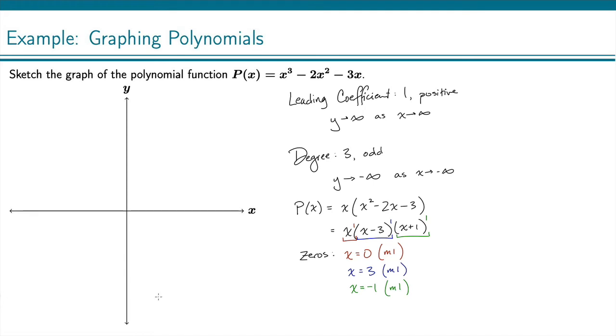Okay, then we can kind of plot what we have. So we have our end behavior. On the right side of the graph, we are going up. And on the left side of the graph, we are going down. And then we can plot our zeros. So we've got a 0 at negative 1. And we have a 0 at 0. And we have a 0 over at 3. 1, 2, 3.